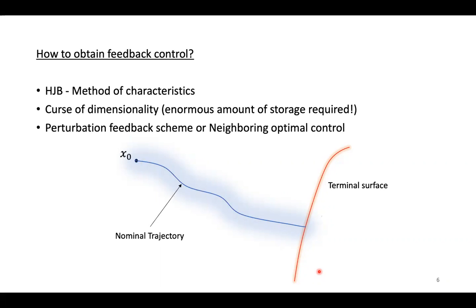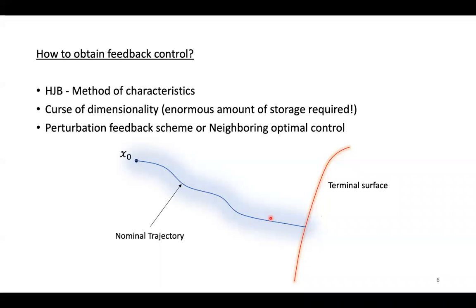But say that you already have a solver, an oracle that says, you give me the optimal control problem with all the conditions, and I will give you the open loop optimal control. That's what you are getting from that oracle. So if you have that, you can generate the trajectory here till you reach the terminal surface.